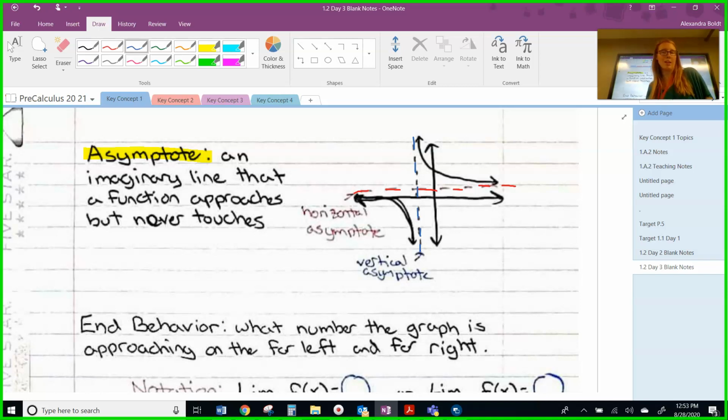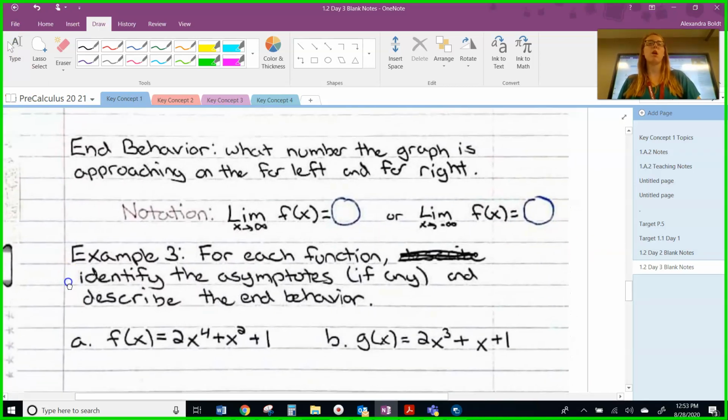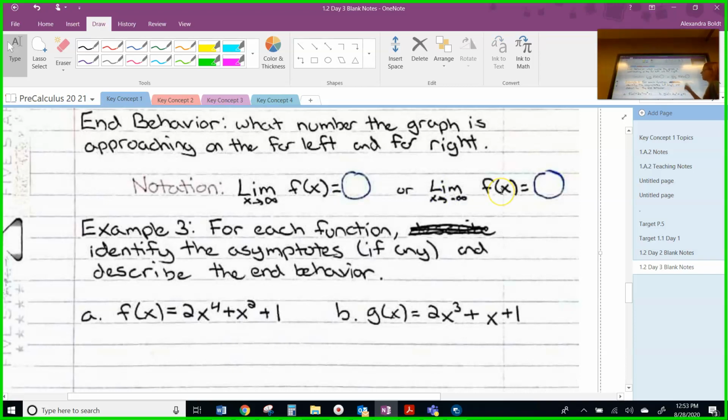And those we learned about last year, right? And these graphs get closer and closer and closer, but they never quite touch as they do that. And end behavior is what number the graph is approaching on the far left and the far right. And we have our notation, right? The limit as x approaches infinity of f of x equals whatever. Or the limit as x approaches negative infinity of f of x equals whatever.